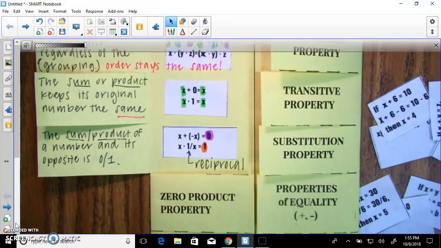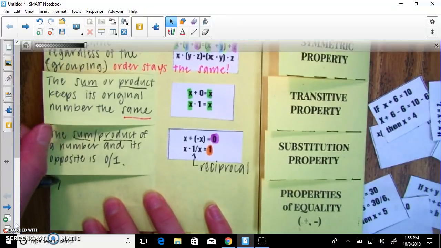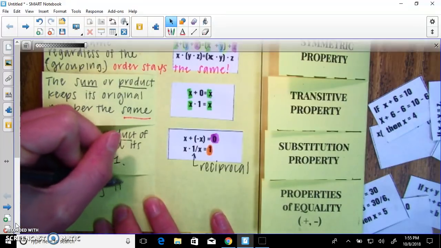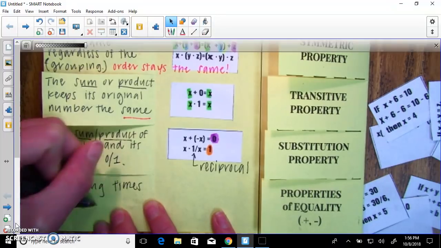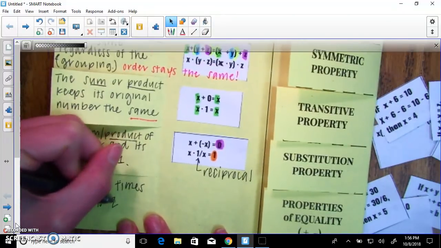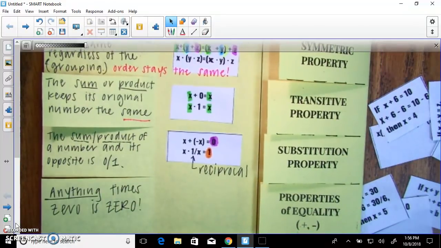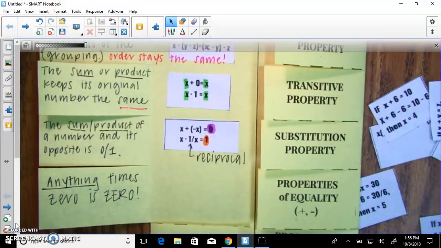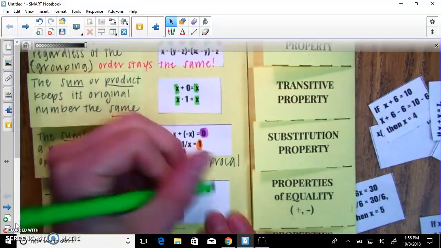Zero product property. You remember what that means? It just means that anything times 0 is 0. That could be a number, it could be a variable, it doesn't matter what it is. Anything times 0 is going to give us 0. So let's find the match for that. Here we go. It's always going to be 0.